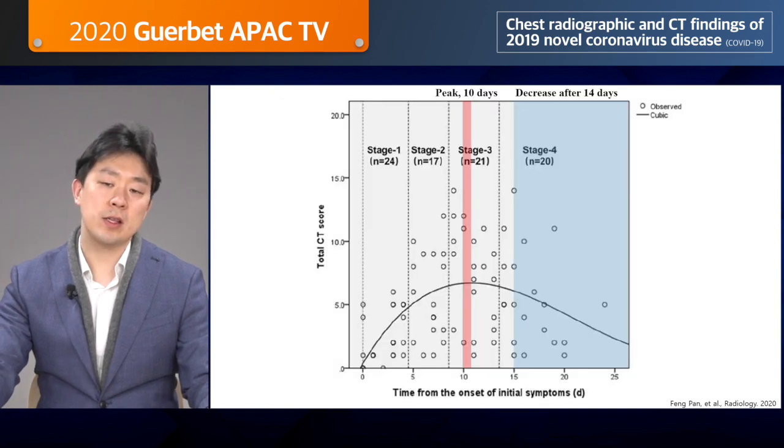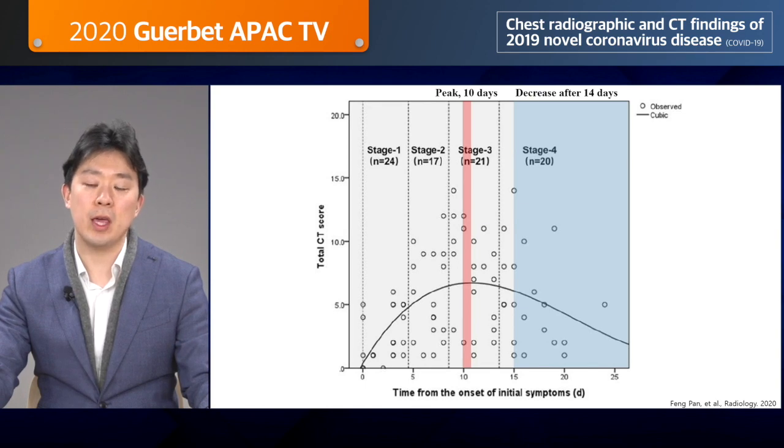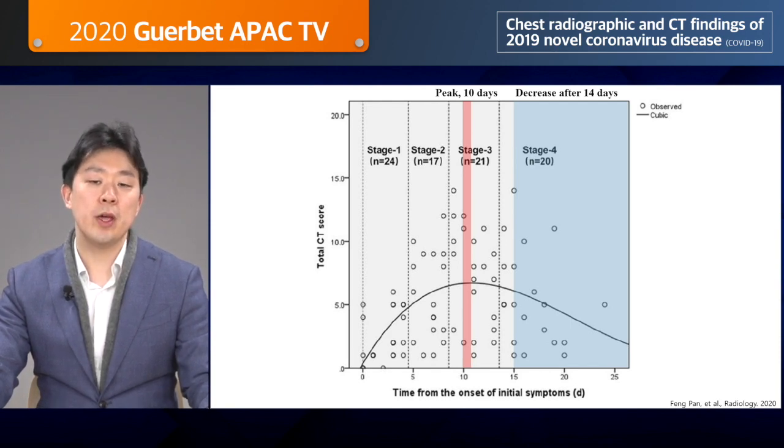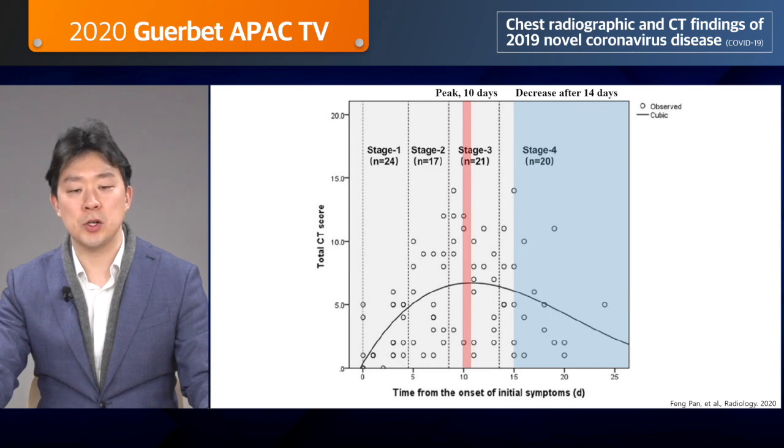When the CT findings were assessed using a visual CT score, a peak was shown about 10 days from the symptom onset, and after about 2 weeks, the lesions gradually decreased.